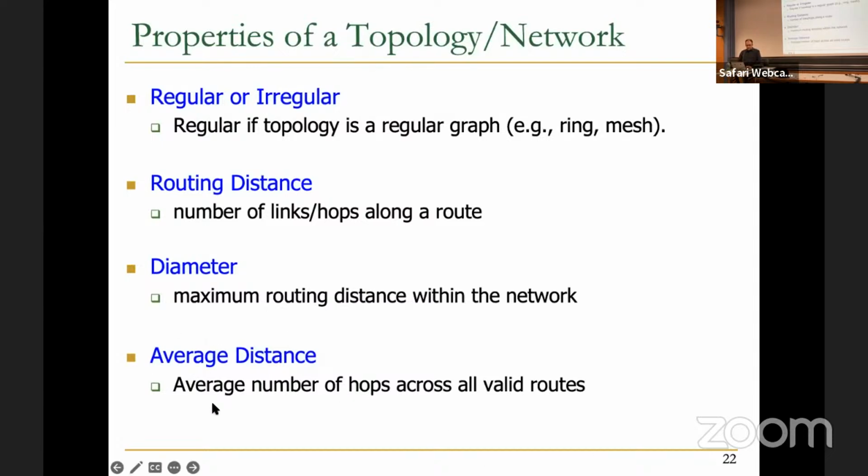People calculate average distance sometimes numerically, with mathematics. With mathematics, they assume that they have completely random traffic. But sometimes people measure average distance using simulations. With simulation, they assume some traffic patterns, and that traffic pattern can actually affect your average distance.